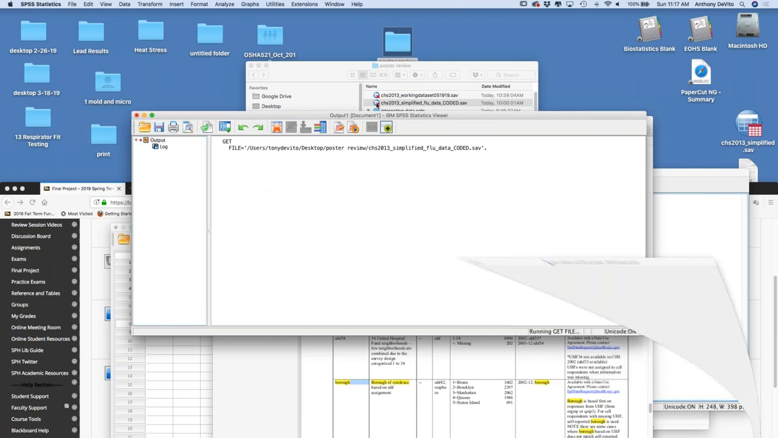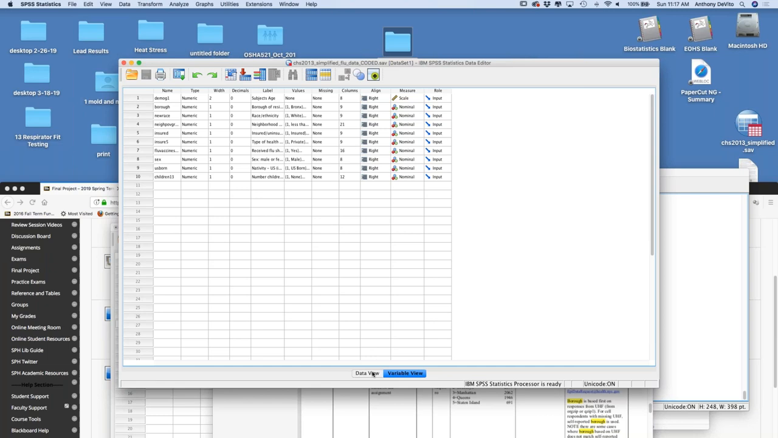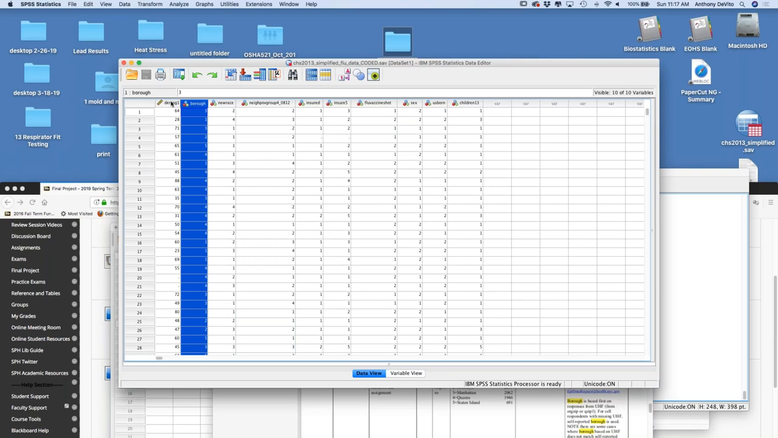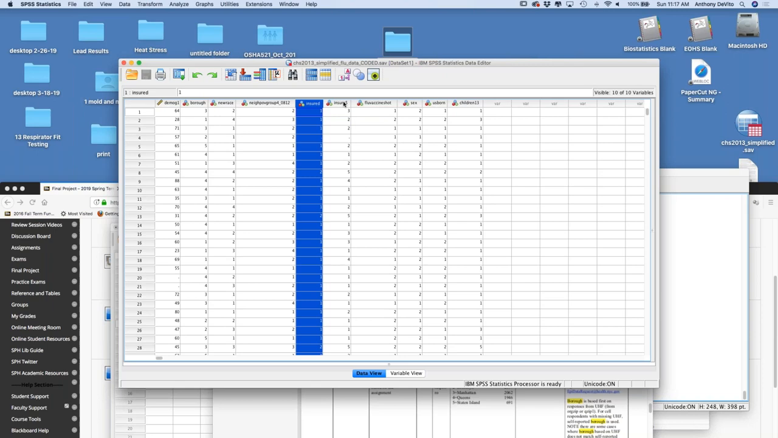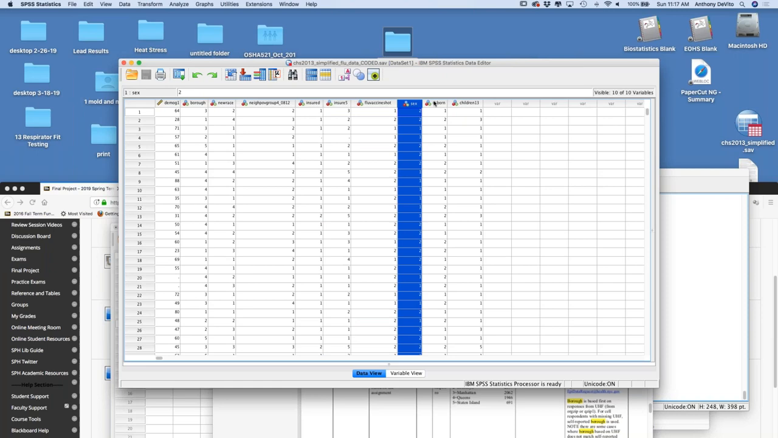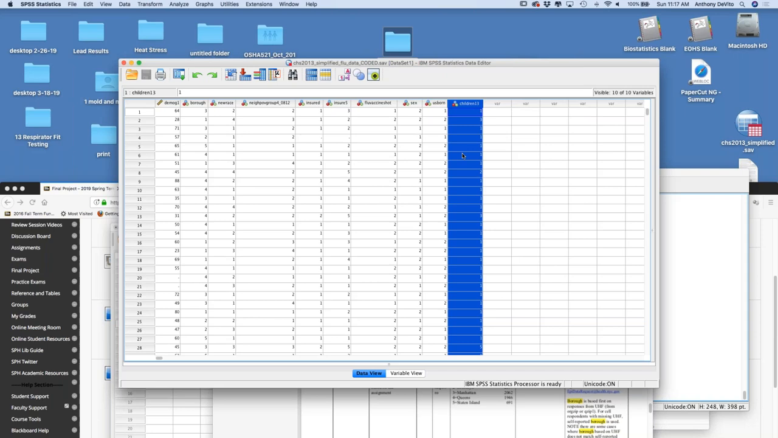Okay, here we go. Here's a variable view. Notice that I have a whole bunch of different things coded: neighborhood, borough, and so on and so forth. Right now you don't see those: whether a person's insured, yes or no, type of insurance that they have, whether or not they got an influenza vaccine, what their gender was, are they U.S. born, that's called nativity. I don't know if they have children or not, sure. I don't even remember what that one is.